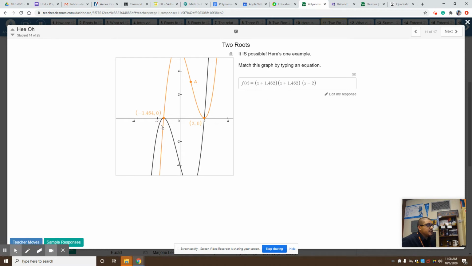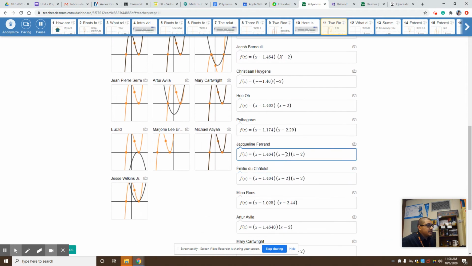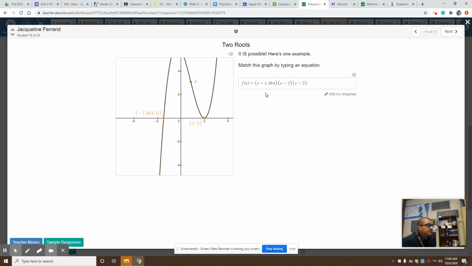So this hits the x-axis twice. The main thing I want to emphasize with this activity is, yes, the x-intercepts and factors are kind of talking about the same thing, roots and x-intercepts. But notice this is 3 roots, where this is a double root, and this is a single root. So really, there's 3 roots, but only 2 x-intercepts.